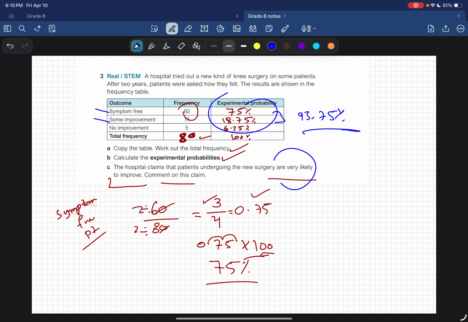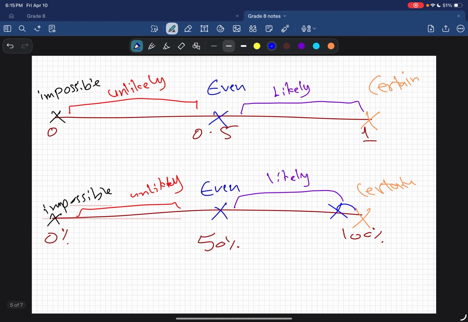This would answer the question. And showing the scale also, when the question asks you to comment on such a thing, show the scale, show the percentage, how you got it and everything, and show that you have good reasoning and you get the full mark, inshallah.